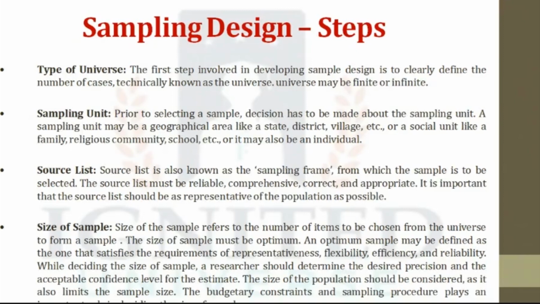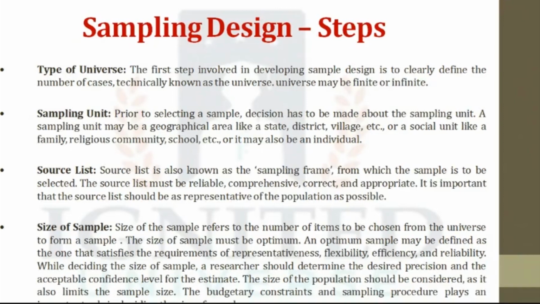Now, the second step is to know about the sampling unit. Sampling unit may be a geographical area like a state, district, village, etc. Or it can be a social unit like a family, religious community, school, etc. It can be an individual also. This sampling unit is basically dependent on the research problem. That is, it varies from research to research. For example, if we need to analyze the COVID spread in a country, then we may take district as a sampling unit.